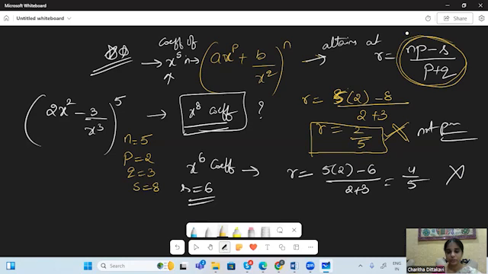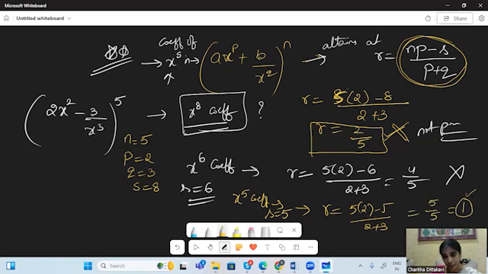Now try it for x to the power 5 coefficient. Do I get or not? Let us check. So s equal to 5 is what I have to replace. Now what is r equal to? 5 into 2 minus 5 by 2 plus 3. What did I get? 10 minus 5, that is 5 upon 5, that is 1. Wow, wonderful. I will get r equal to 1. Tell me which term is it when r equal to 1? Is it first term or second term or third term? When r equal to 1, that is your T2, second term.